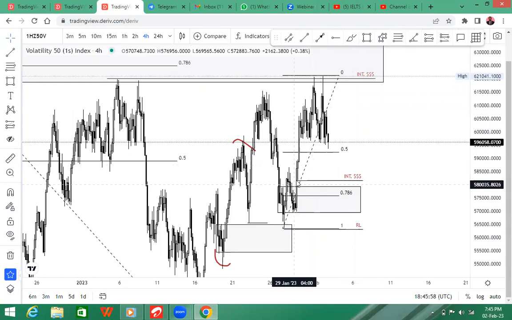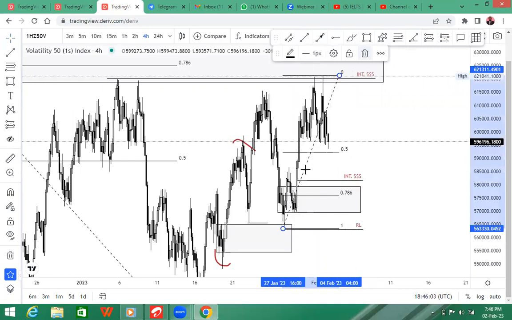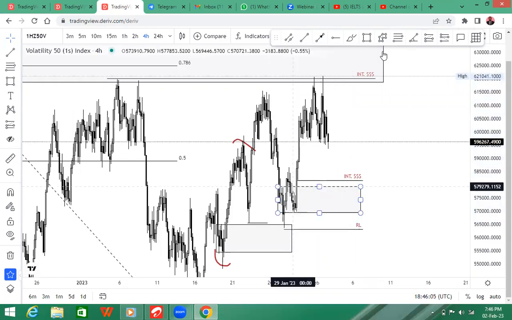Price will capture this week, that is, you can see an imbalance. Let me remove this fib level. You can see an imbalance clearly around this zone.